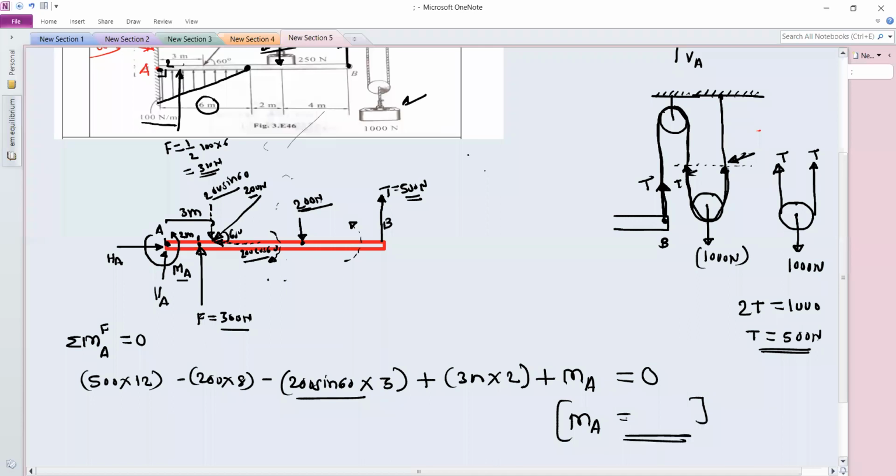If the MA is positive, that means your assumed direction is correct, and the moment is anti-clockwise only. If it is negative, that means you need to change the assumed direction, and the actual moment is clockwise at the point A. After this, you can use summation Fx equals 0 and summation Fy equals 0.